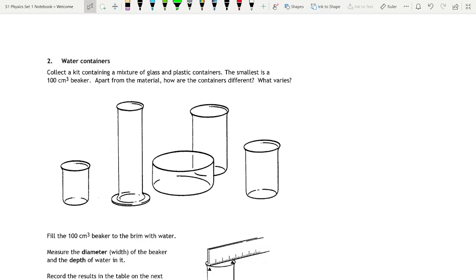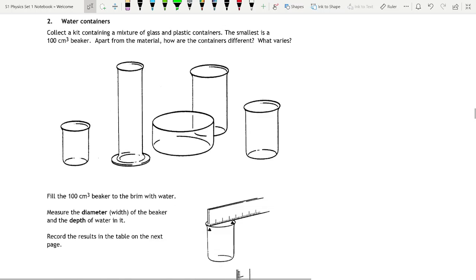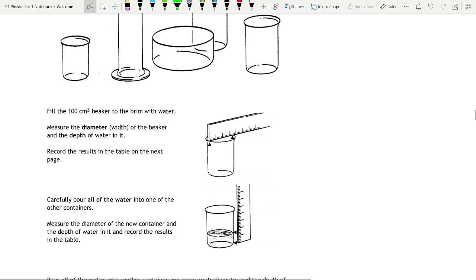So what you're going to do is pick the smallest one, this one, and fill it up to the 100 line. Okay? So that's your 100 centimetre beaker. Fill it up to that. And then measure the diameter, which is the width, and the depth of water in it. So, I have provided a ruler, but you can use your own if you want to.